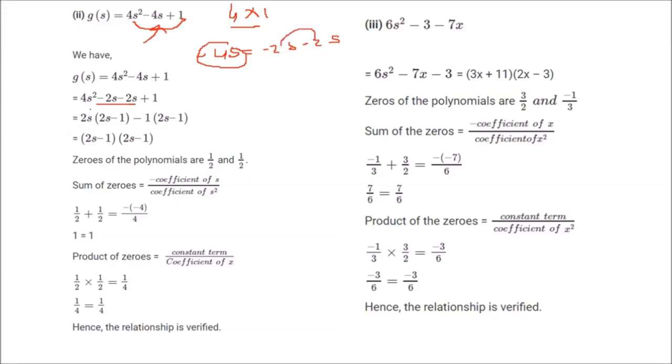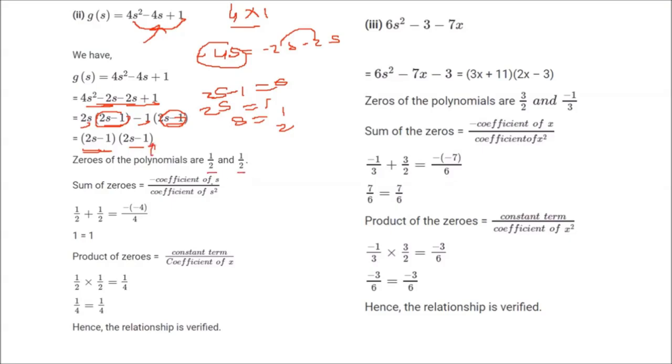Now take 2s common from here, you get 2s minus 1 inside. Take minus 2s from here, so you get 2s minus 1. Now 2s minus 1 can be taken common, so again you get 2s minus 1 inside. Now what will be the roots? See, put 2s minus 1 equal to 0. You get 2s equal to 1, so x equal to half. The second factor is also the same, so the root will be the same, half and half.